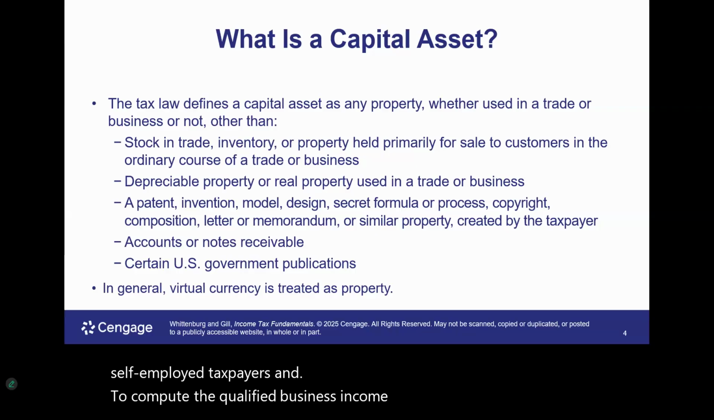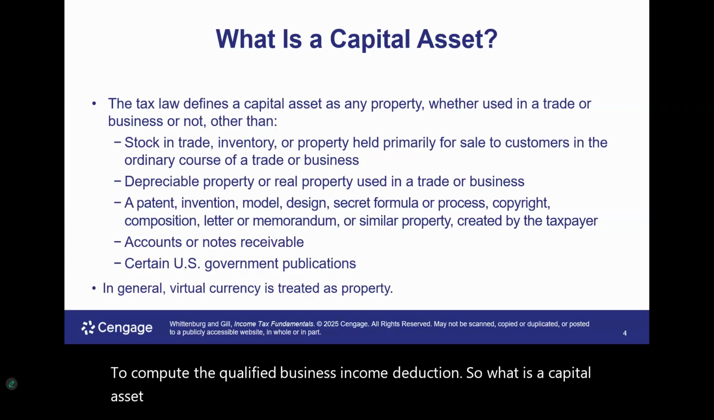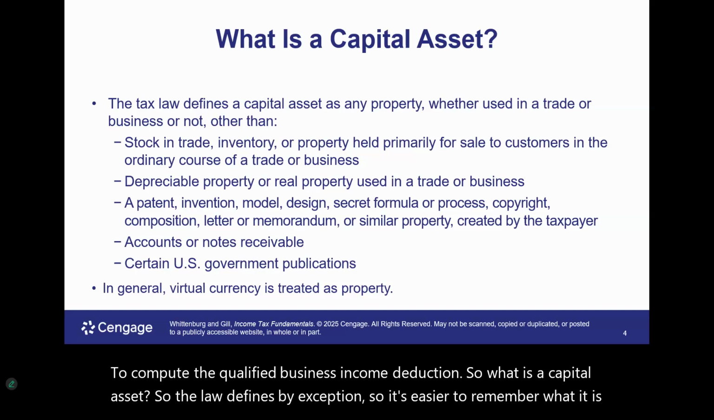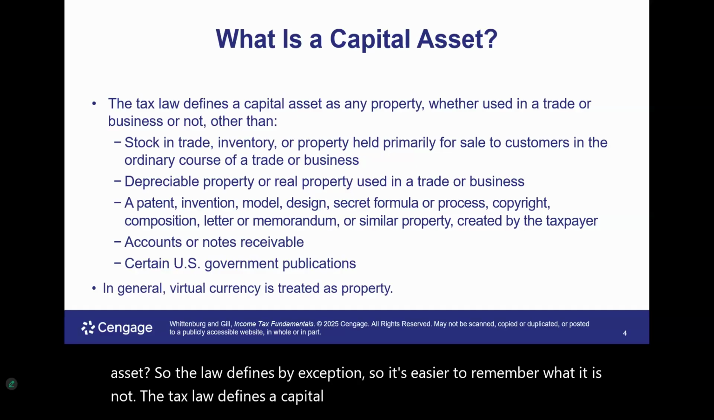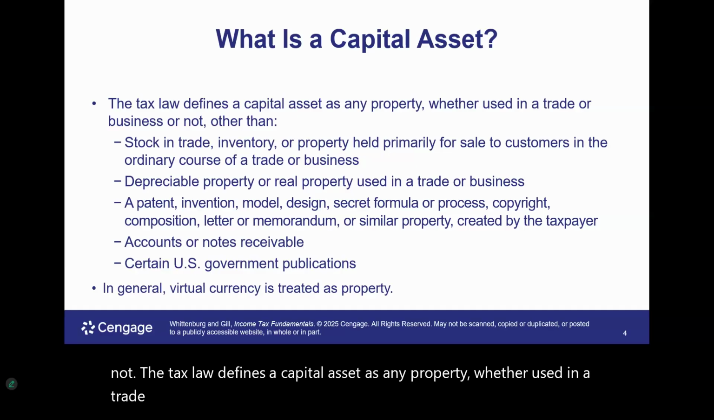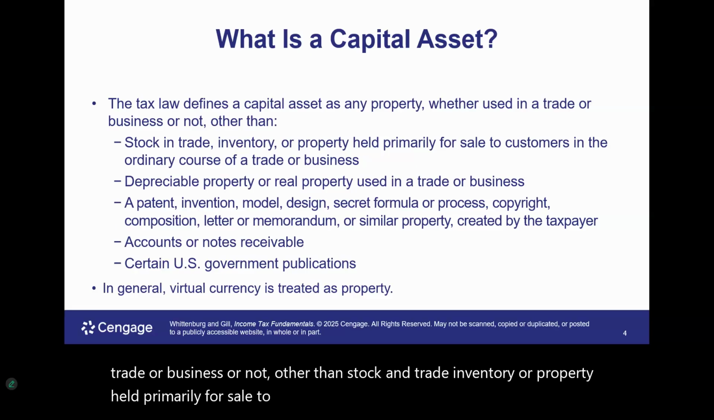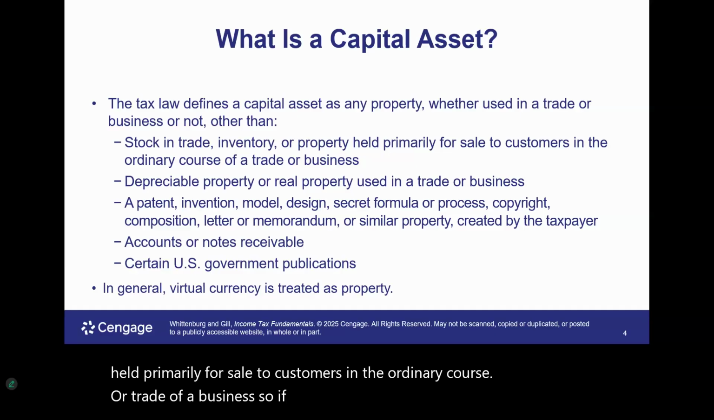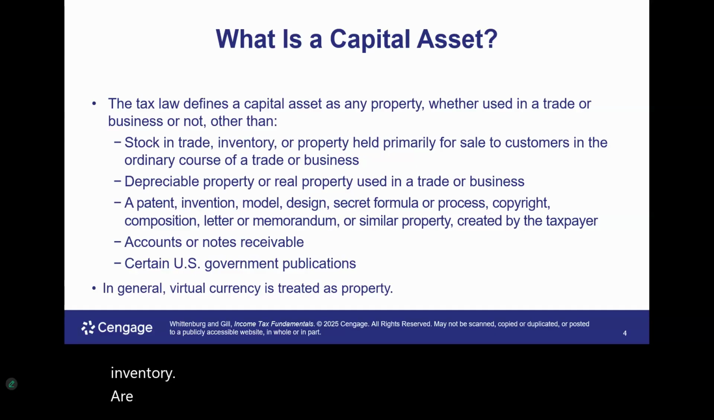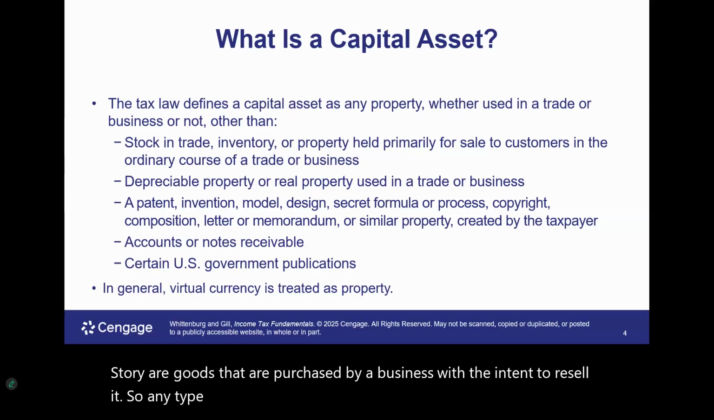So what is a capital asset? The law defines it by exception, so it's easier to remember what it is not. The tax law defines a capital asset as any property, whether used in a trade or business or not, other than stock in trade, inventory, or property held primarily for sale to customers in the ordinary course of a trade or business. Inventory are goods that are purchased by a business with the intent to resell them. So any property a company holds with the intent to resell it is not considered a capital asset.